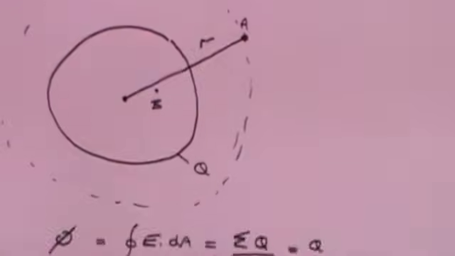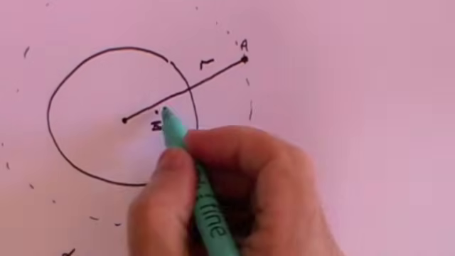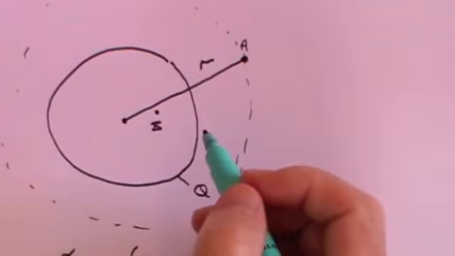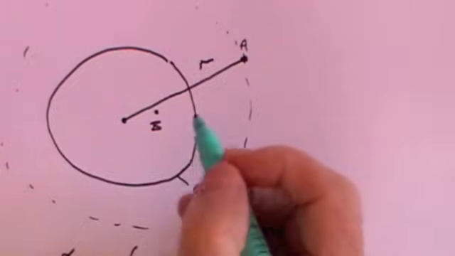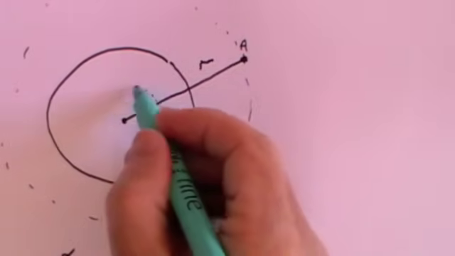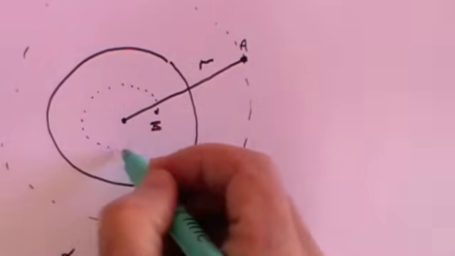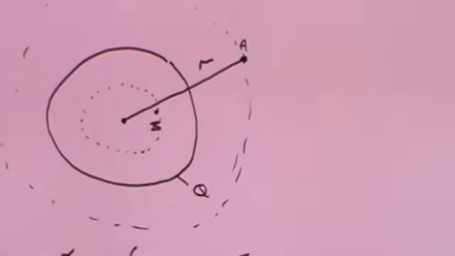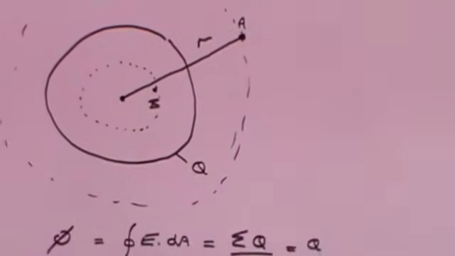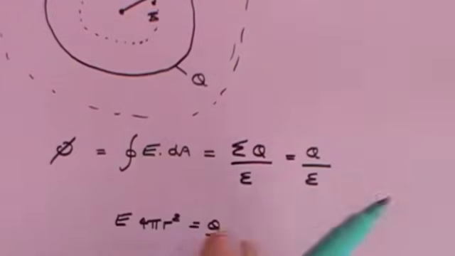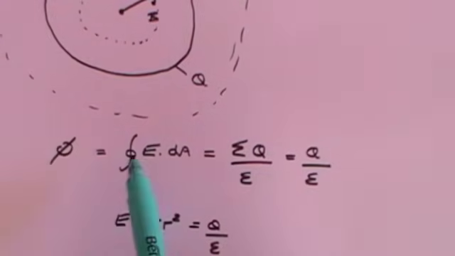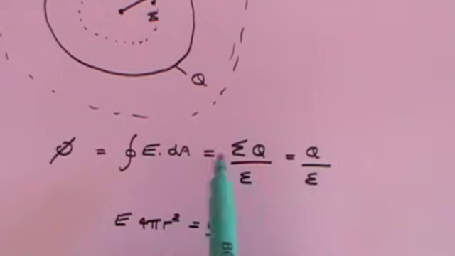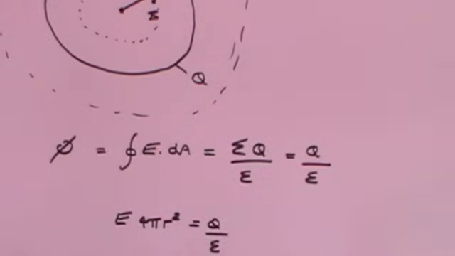Now let's look at the consequence of being at point B, in other words, inside the sphere. Well, once again, Gauss's law tells me that I can construct a sphere, and I've got exactly the same formula again, that the flux is going to be the integral of E dot dA, which is going to be sigma Q over epsilon. And Q has got to be the total charge within the sphere.